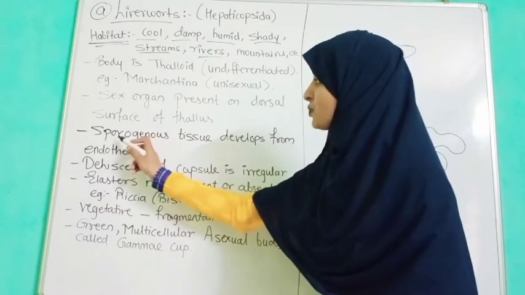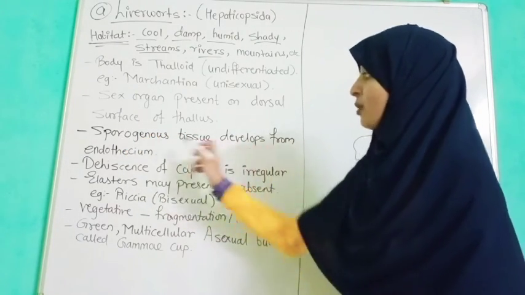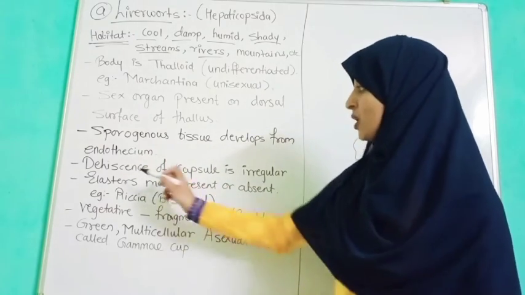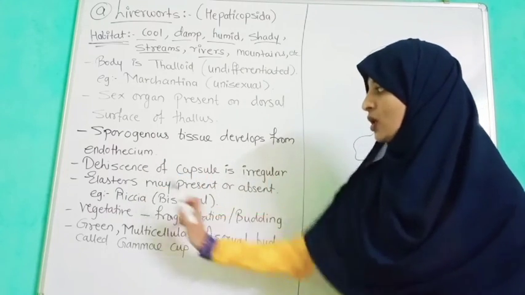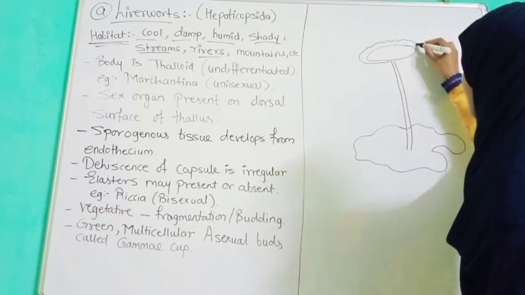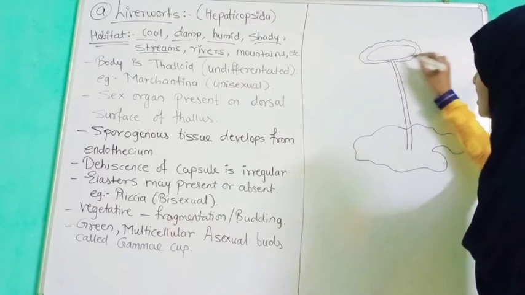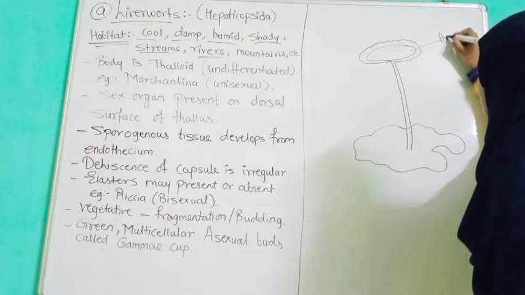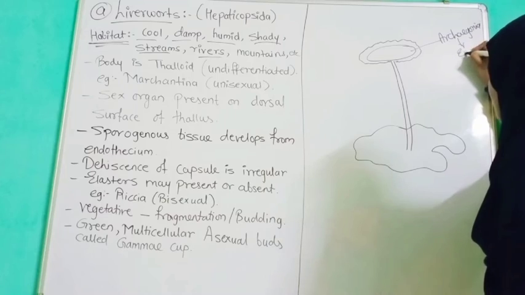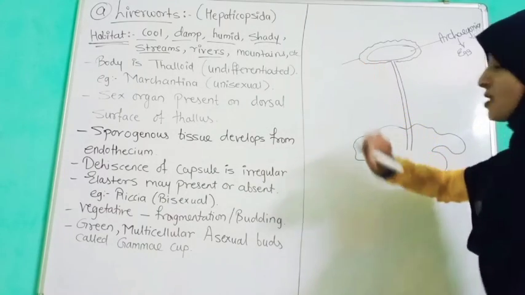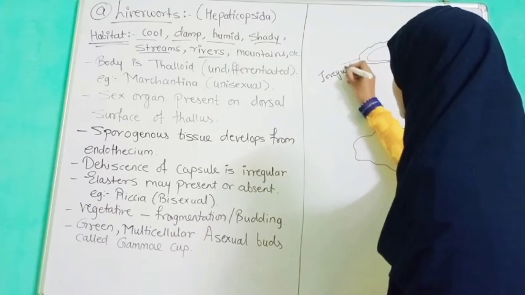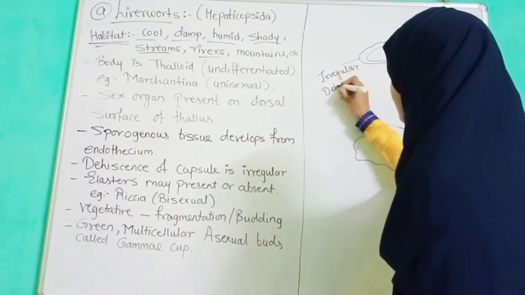They said that the sporogenous tissue develops from the endothecium. The sporogenous tissue is going to be developed from the endothecium. Dehiscence of the capsule is irregular. If you look here, this sac is an archegonium, which produces the egg, and this is the dehiscence, which is of irregular shape. Irregular dehiscence.